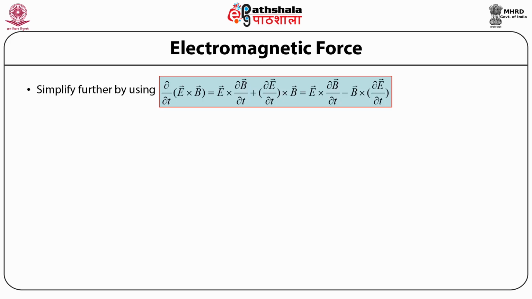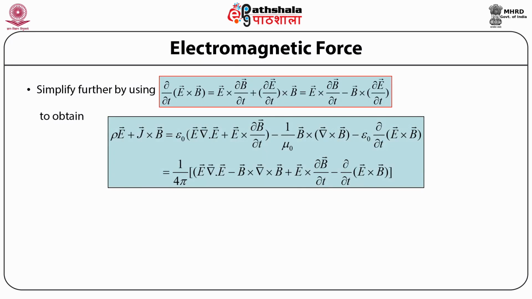Now let us come back to our original equation, which was involving the current density J and the charge density rho. So the charge density rho times electric field vector E plus the vector product of the current density vector J and the magnetic field induction vector B can now be written as epsilon naught times bracket open electric field vector E times the divergence of the electric field vector E plus electric field vector E cross product with the partial time derivative of the magnetic field induction vector B bracket close, minus 1 upon mu naught times the vector product of the magnetic field induction vector B with the curl of the magnetic field induction vector B, minus epsilon naught times the partial time derivative of the cross product of the electric field vector E and the magnetic field induction vector B.